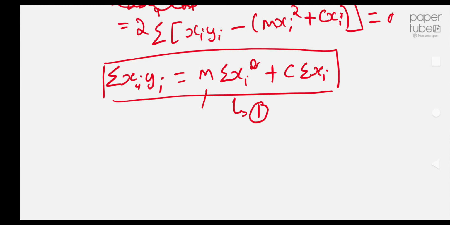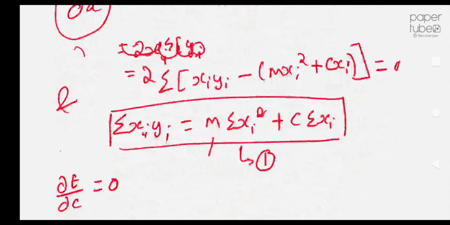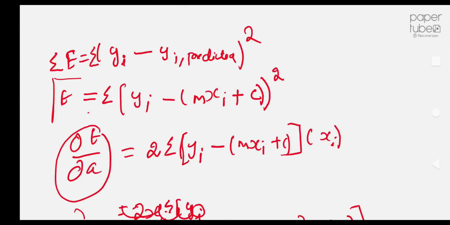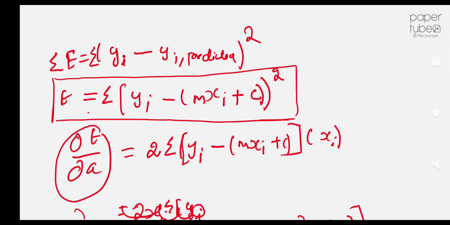So let's get the second expression by setting the condition that dou e by dou c should be equal to 0. If these two conditions are met, dou e by dou m and dou e by dou c both being 0, then the error will be minimum. So let's take the partial derivative of the error with respect to c. The error equation is shown here. See the box. I'm going to differentiate this expression with respect to the variable c in this case. In this error equation, x and y are the constants and m and c are the variables. So we are differentiating this error with respect to c.